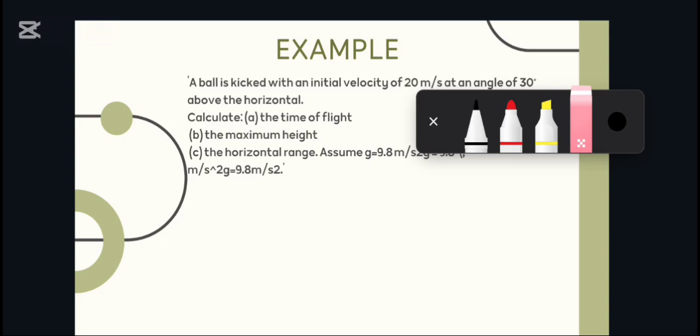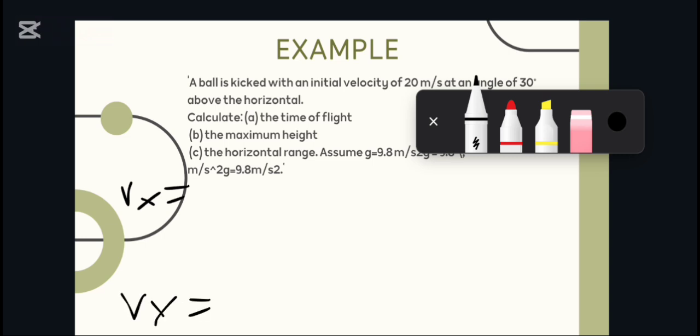Okay, now we have the example that says a ball is kicked with an initial velocity of 20 meters per second and an angle of 30 degrees above the horizontal. We have to calculate the time of flight, the maximum height, and the horizontal range. So the first step to solve this is to break velocity into components. How? Well, velocity in x and velocity in y.